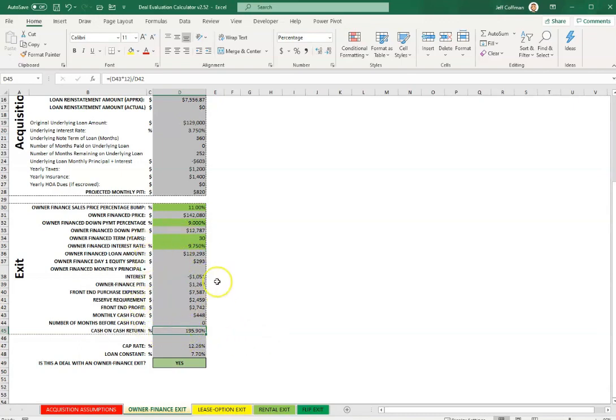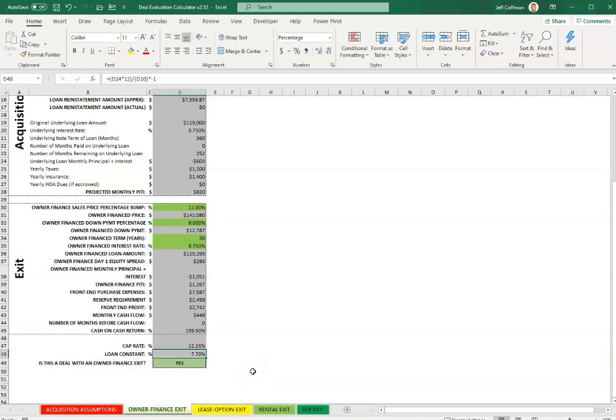And so it's going to calculate the cash that I put in, which is the front end expenses that I had and funding my reserve requirement. And then once I'm paid back with this down payment, $12,787, I'm going to be paid back that full amount, and I'm walking away with $2,742, equals a cash-on-cash return of 195%. Not a bad deal.